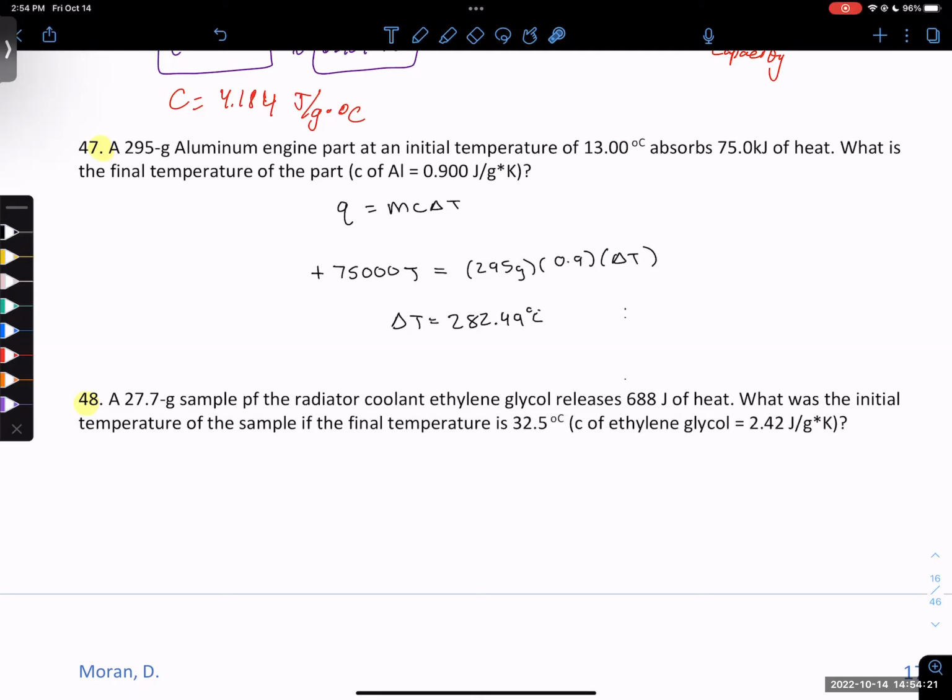But we should subtract the 13 degrees from the delta T. So right now, delta T is the change in temperature, which is equal to the final temperature minus the initial temperature. So wait, that's degrees Celsius? Yes, 282.49, because it's the same thing as Kelvin, because it's a change in temperature. It's not saying the temperature is this, it's a change in. So you're going to subtract 13 from that?